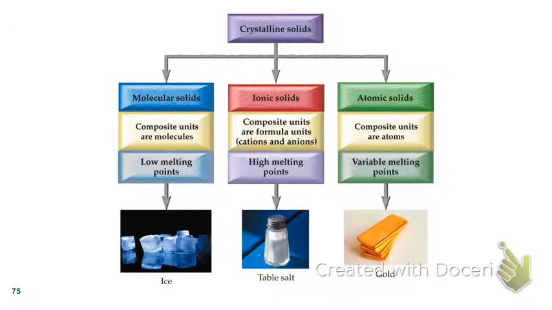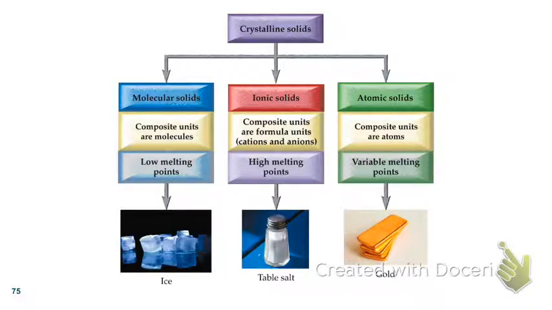So knowing what the particles are, we can predict melting points based on what we know about the strength of the intermolecular forces that are attracting these together. Molecular solids are going to have low melting points because these are held together by intermolecular forces. Ionic solids are going to have very high melting points. They're held together by ionic bonds between cations and anions. Atomic solids have atoms in them, and these are going to be very variable.